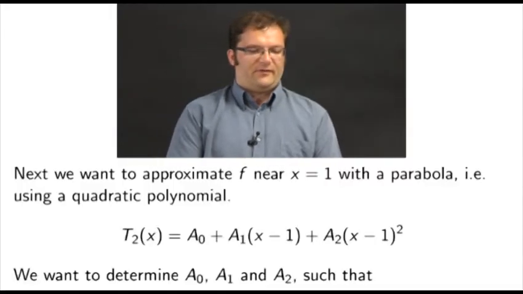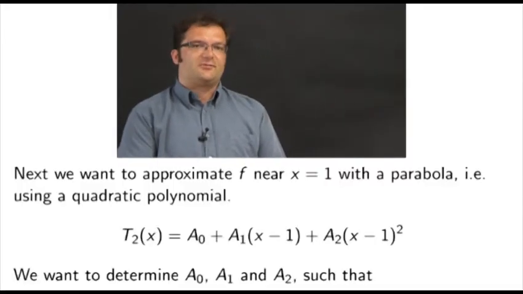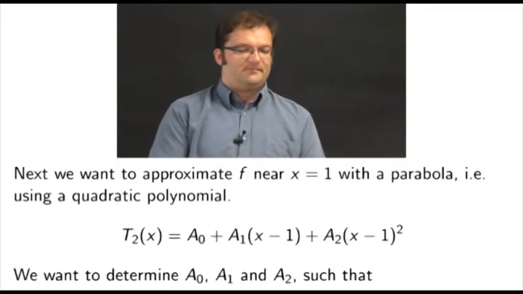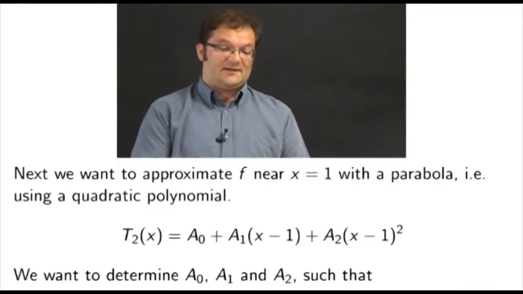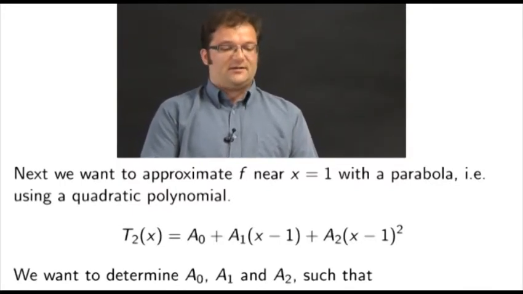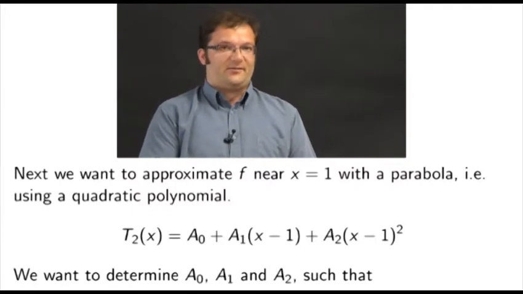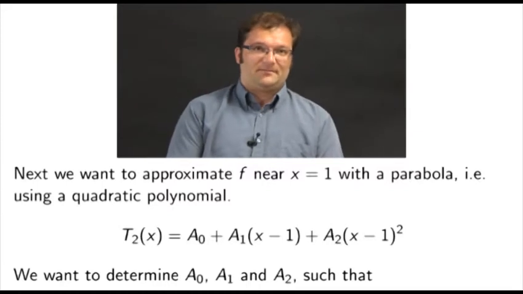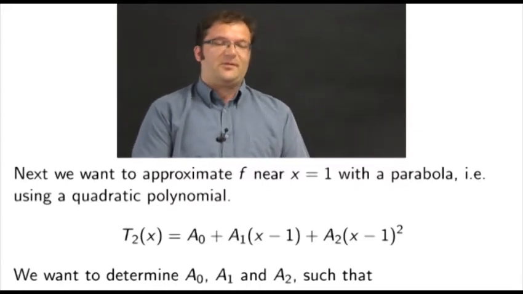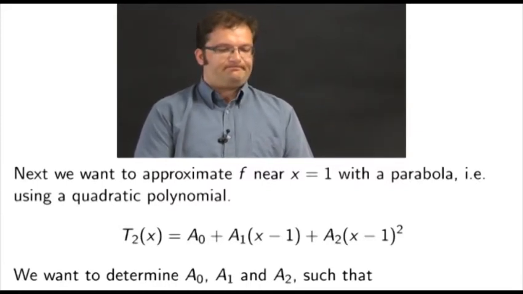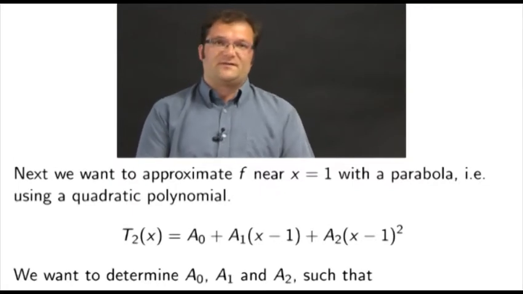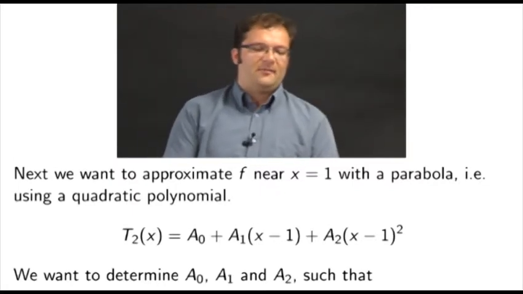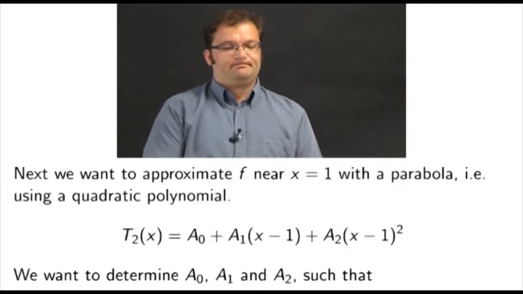If you look at the formula, I've started with a very general form of a quadratic polynomial. T2 of x is a0 plus a1 times (x minus 1) plus a2 times (x minus 1) squared. The reason why I'm using x minus 1 rather than only x will become clear very soon. We have got three coefficients in this polynomial, a0, a1, and a2, which we can determine.